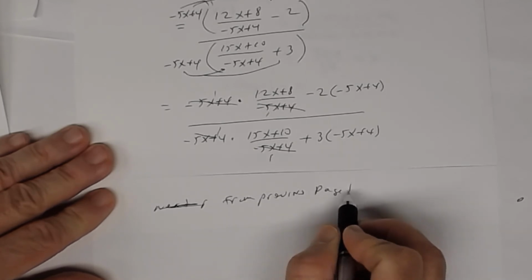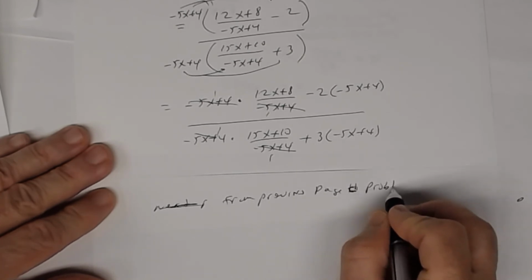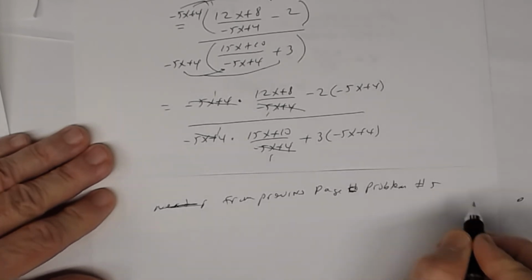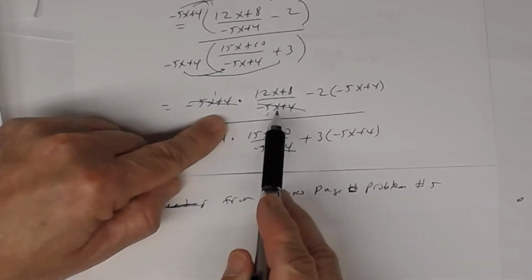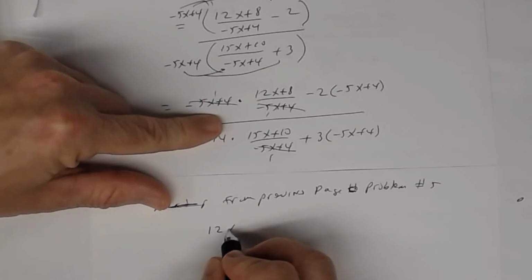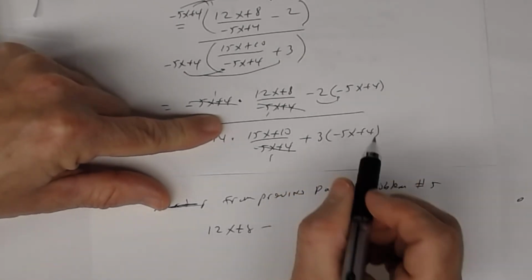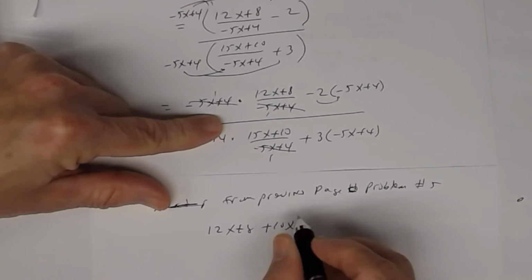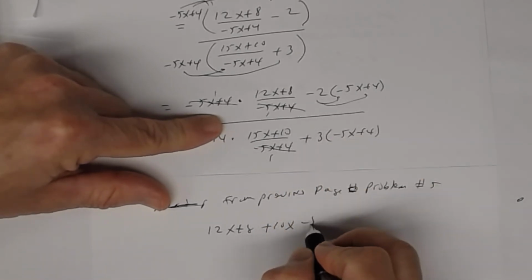And that was problem number 5. Okay, so now what we have is this: 1 times 12x plus 8 is 12x plus 8, and then let's go ahead and distribute this. A negative 2 times a negative 5x is a positive 10x. A negative 2 times a positive 4 is a negative 8.